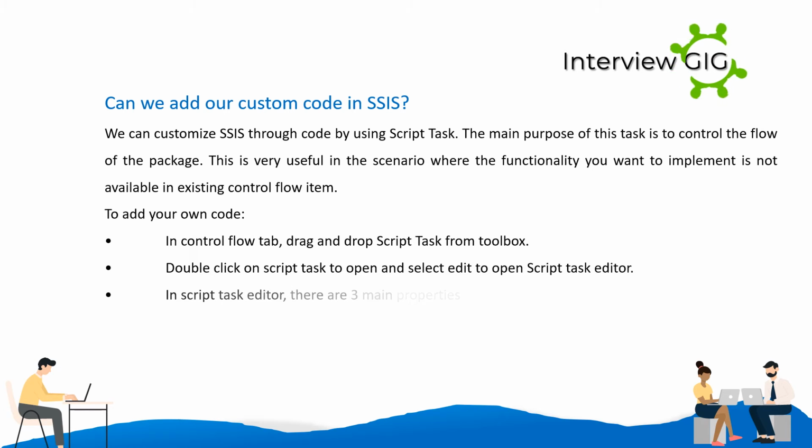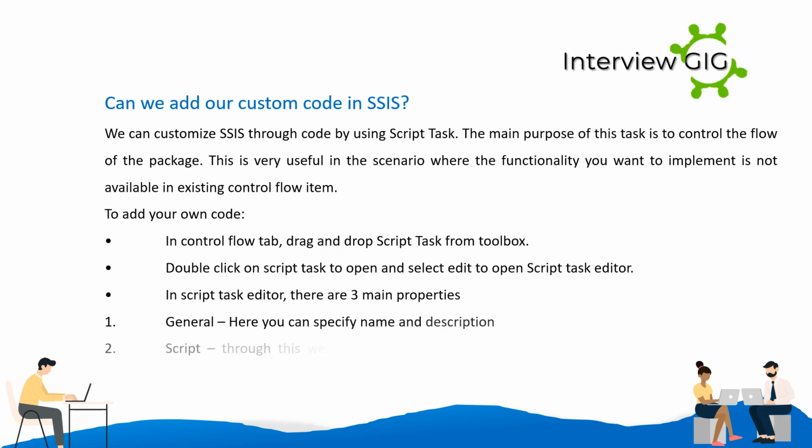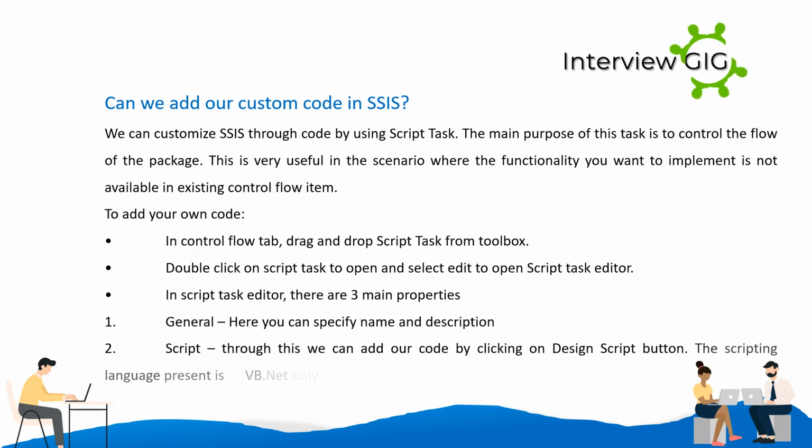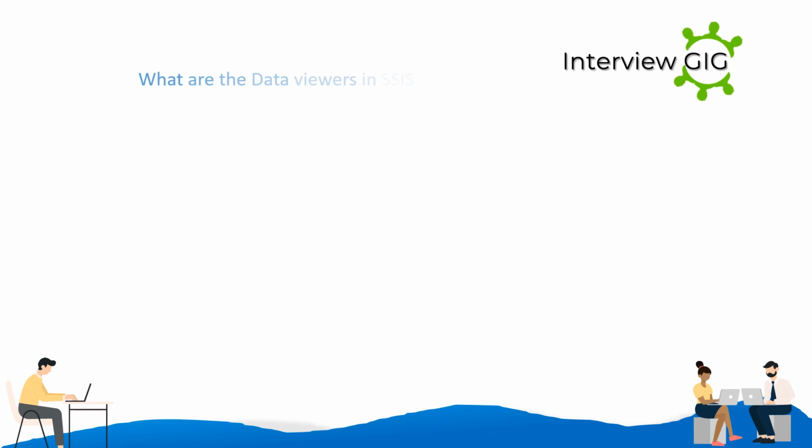In script task editor, there are three main properties. 1. General, here you can specify name and description. 2. Script, through this we can add our code by clicking on Design Script button. The scripting language present is VB.NET only. 3. Expression.